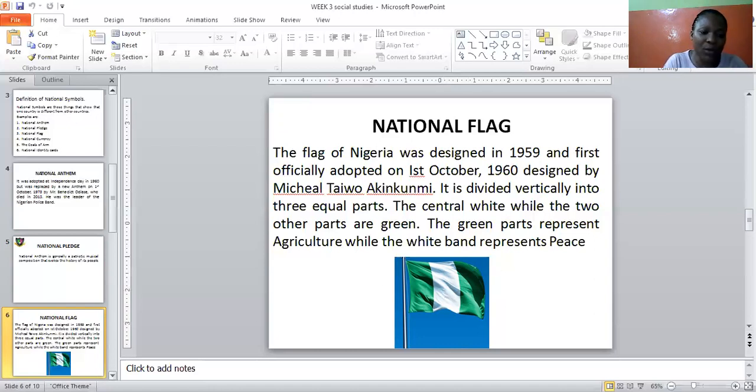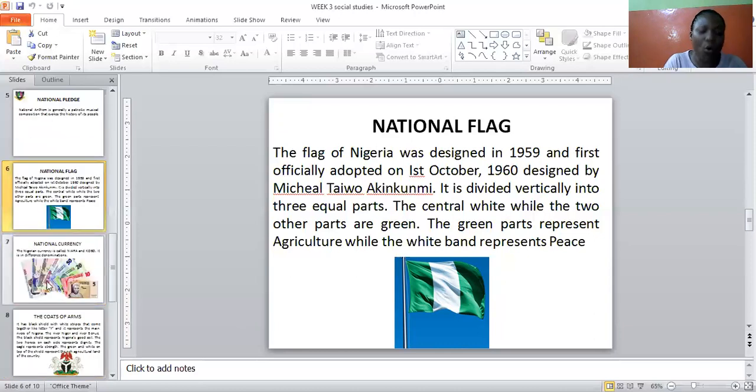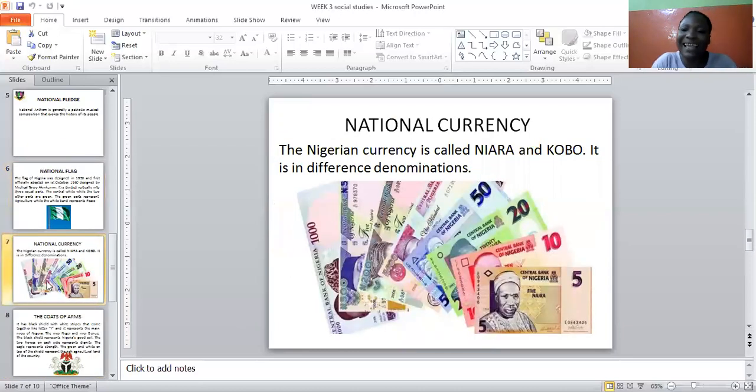Another national symbol we are going to look at is national currency. Money is the legal right that you have for exchange of goods. The Nigerian national currency is Naira and Kobo, though Kobo is no longer in existence. It is in different denominations: we have 1,000, 500, 200, 100, 50, 20, 10, and 5 Naira.